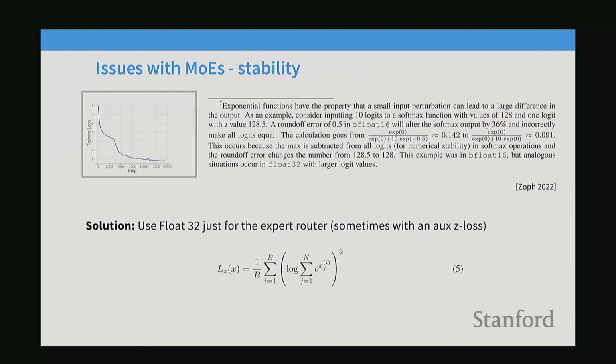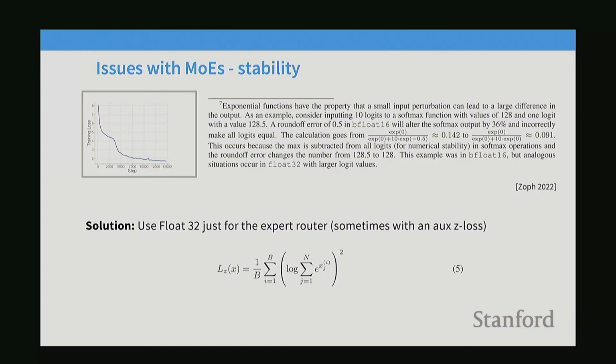And so for the MOEs, they do all the computations in float32 for the router computations, just to be safe, right? And sometimes they also add an auxiliary z-loss. So hopefully you remember that, it was just last lecture. You take the log of the sum of the exponentiated values in the softmax, and you square that and add that as an extra loss, right? So this is going to keep the normalizer values near 1, which is nice for stability.